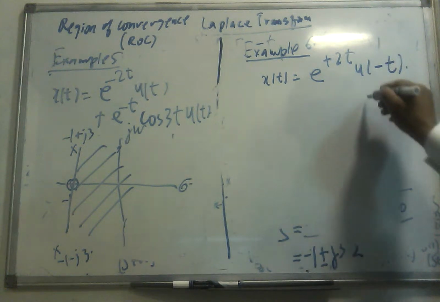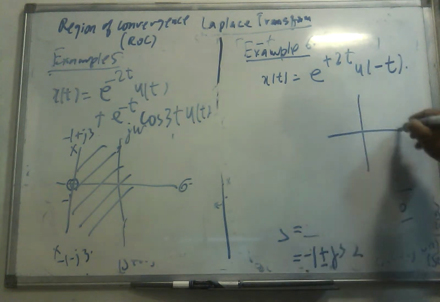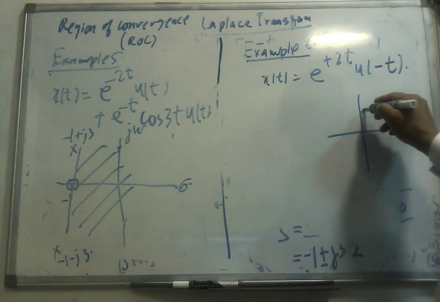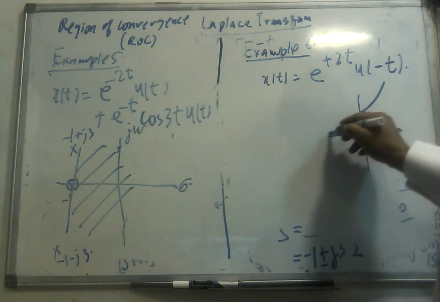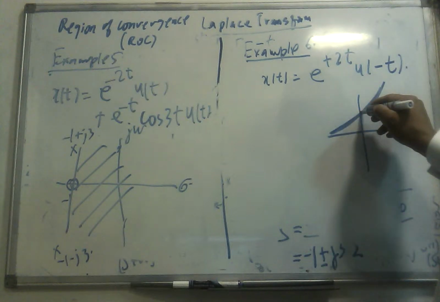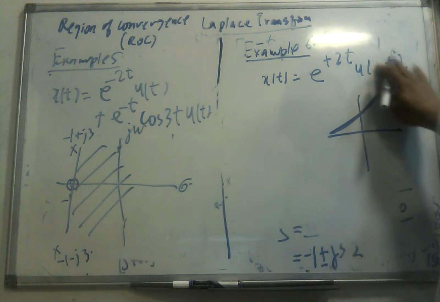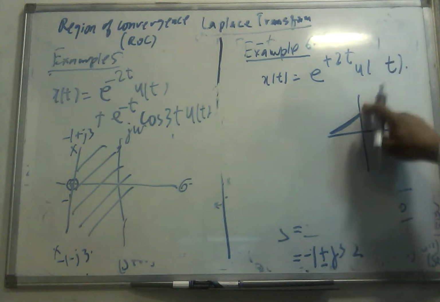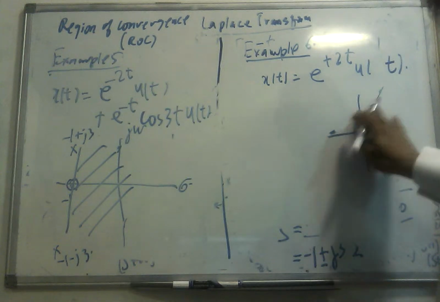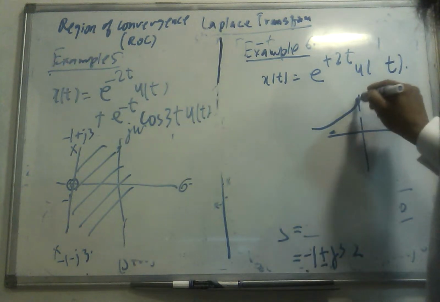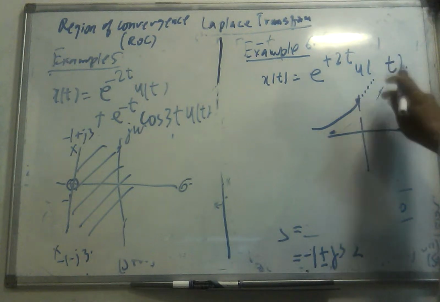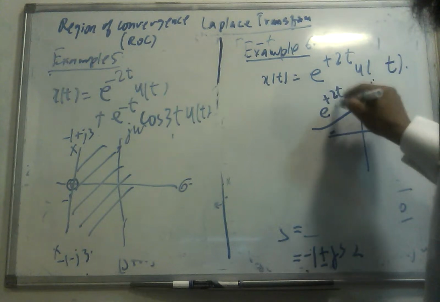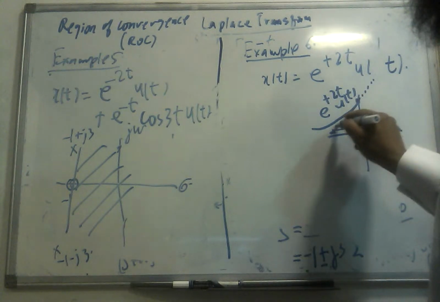All right, so this function is going up, like this. Sorry, u of t. When there is a u of t here, it will be like this, and here it is 0 because of u of t. So this is my e raised to the plus 2t u of t. As we can see, it is opening towards the left.